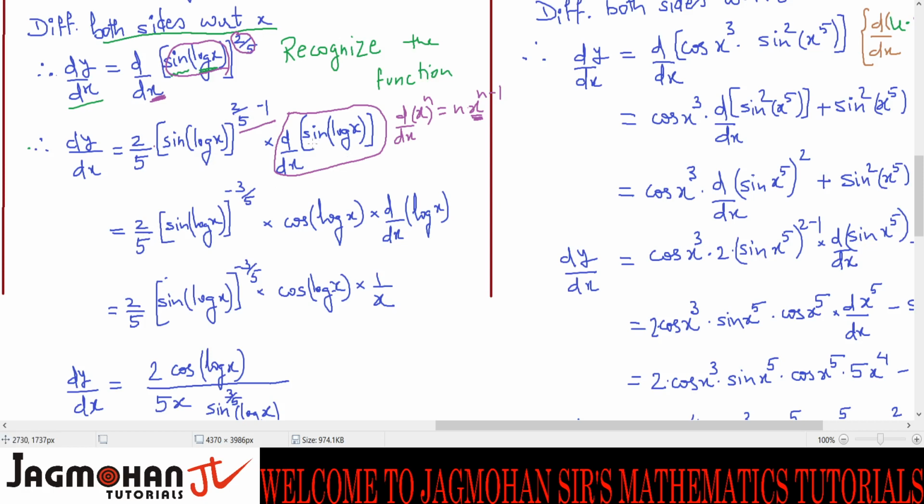Now here comes, once again I ask you, what is this function whose derivative you are required to write? It is a sine function, but this is not sine of x.